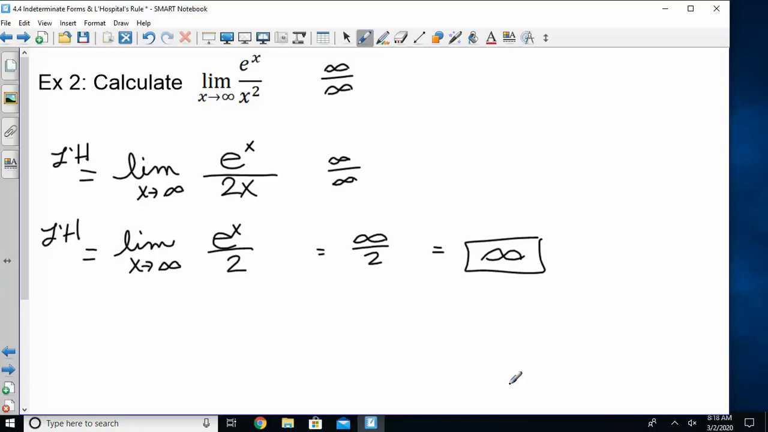So we just keep doing it until we get like a 0 thing? Mm-hmm. As long as it's still 0 over 0, or infinity over infinity. Let's try that.